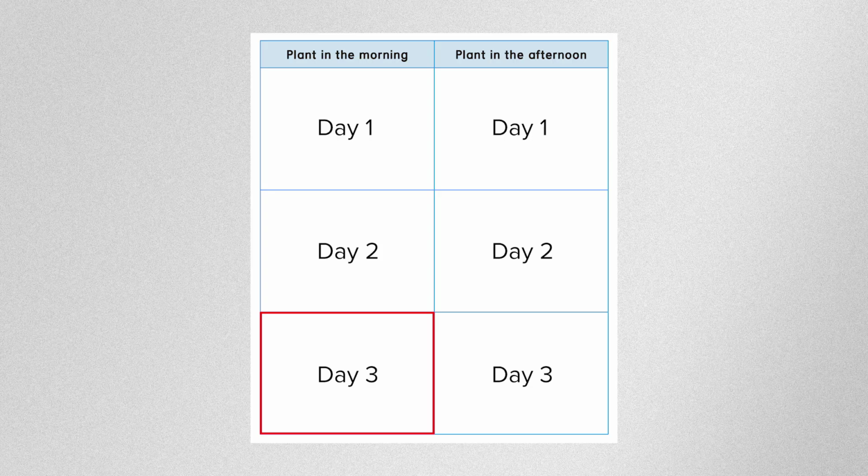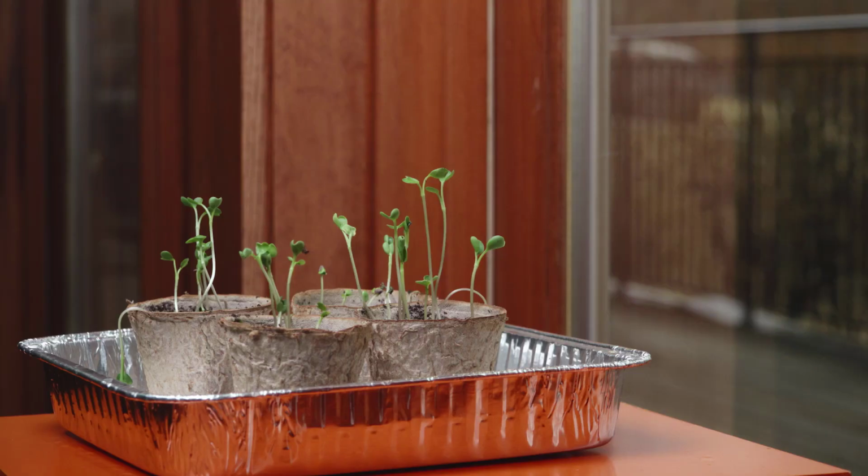Next, let's check out the plant in the morning on day 3. Select the cell to make observations. Draw what you see. Have you noticed any patterns? When you finish drawing, select Next.